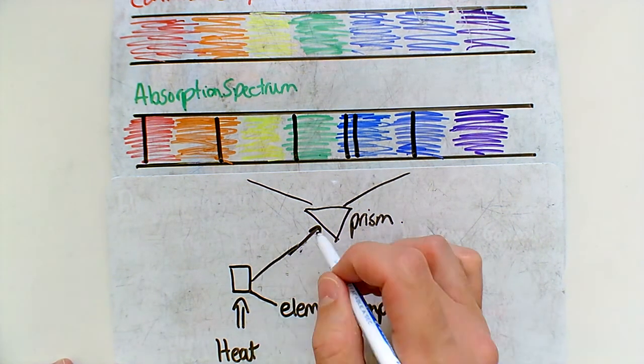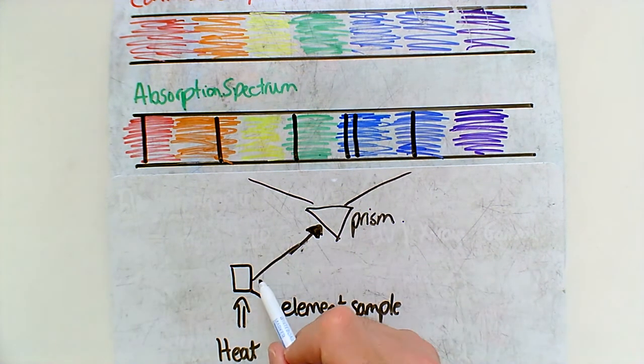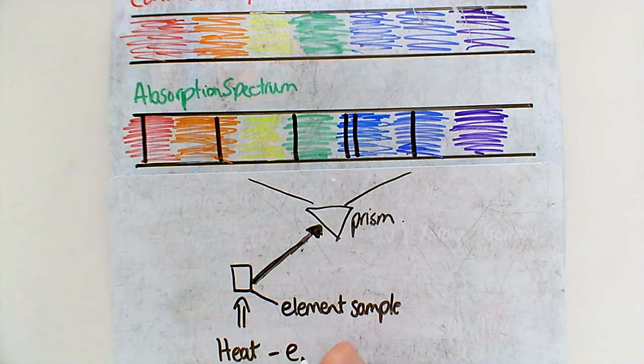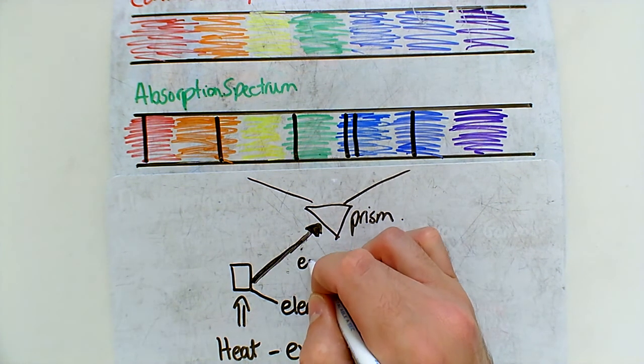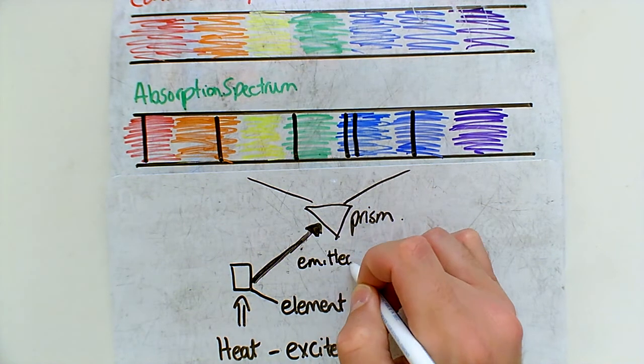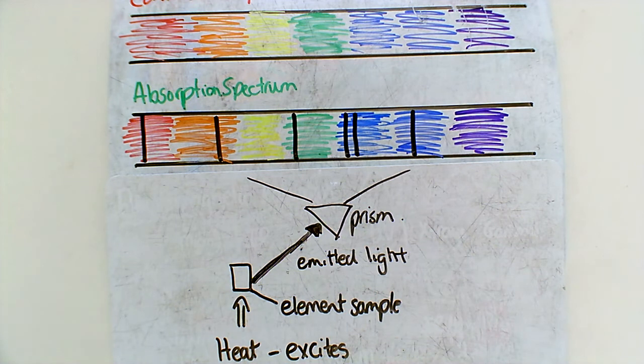And then it gives off light, which we pass through a prism. Now this light, we use heat. This excites the atoms, excites the electrons, and they move up to higher energy levels. And then they're going to start falling back down. And so we're going to see the light that gets emitted. So this is going to be emitted light. So it's not going to be white light anymore. It's going to be emitted light.